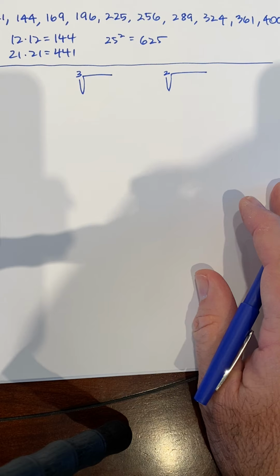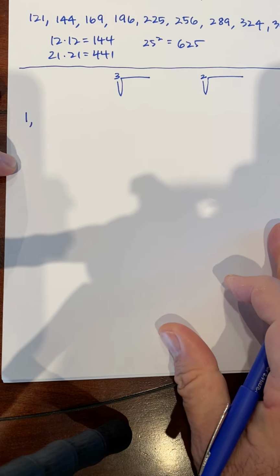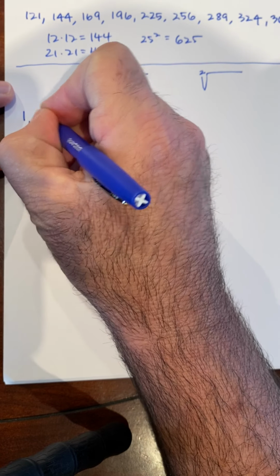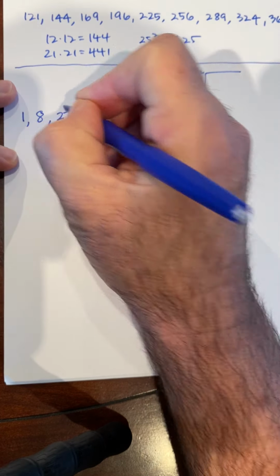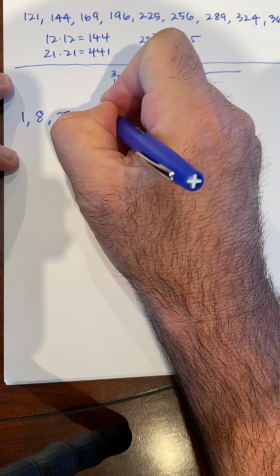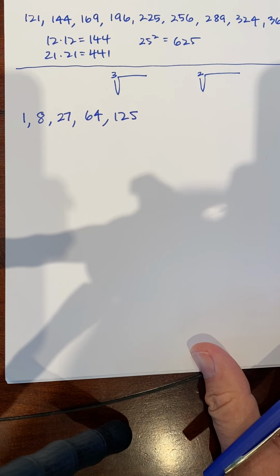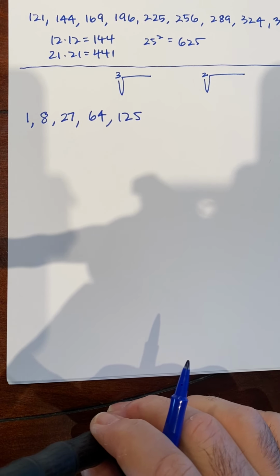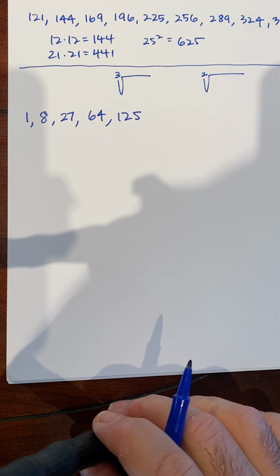Okay, let's talk about the first 10 perfect cubes. 1 cubed. 2 cubed. 3 times 3 times 3, or 3 cubed. 4 cubed. 5 cubed. So you can see the cubes get large quickly. There's only 4 perfect cube whole numbers below 100.